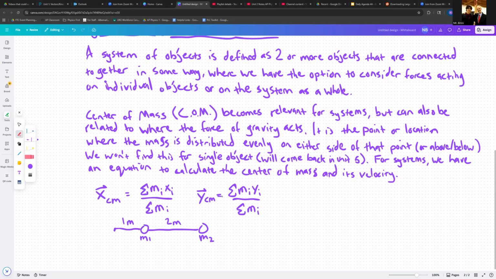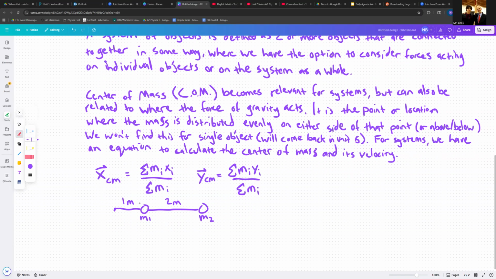Well, in this equation, I'd say the x center of mass is equal to, and then I'm just going to sum them up. What it means by MiXi is you take the first one, which would be M1 in this case. There's the mass M1. Where is it located? What is its position relative to 0? The first one, mass 1, is located 1 meter to the right of 0. So we do mass 1 times 1 meter.